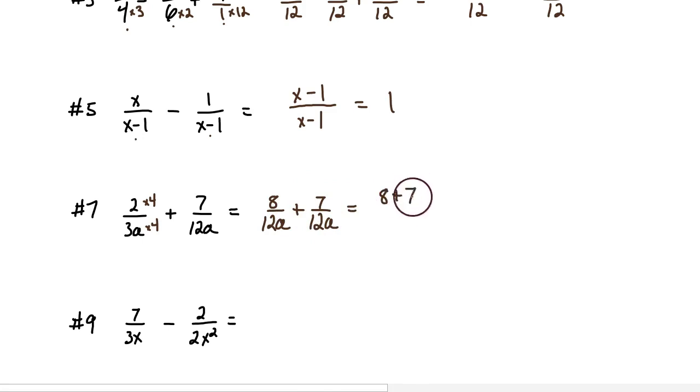Combine the numerators together and use the denominator 12a. This makes 15 over 12a. This reduces because top and bottom both divide by 3. So this makes 5 over 4a.